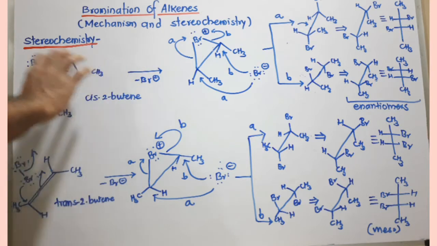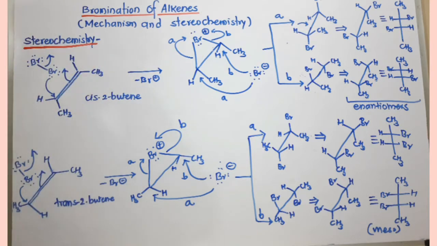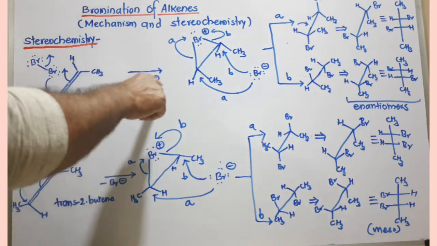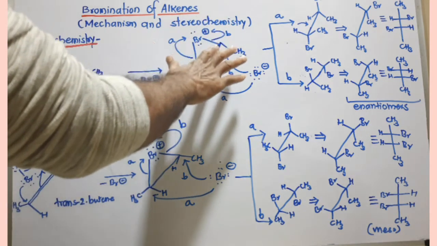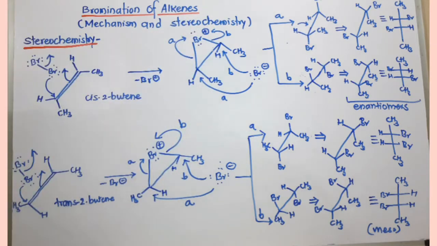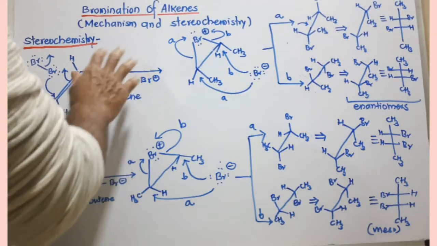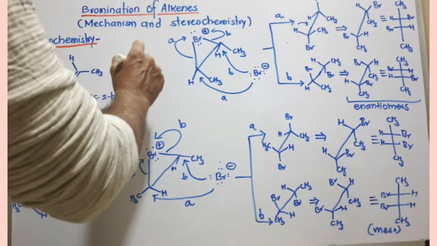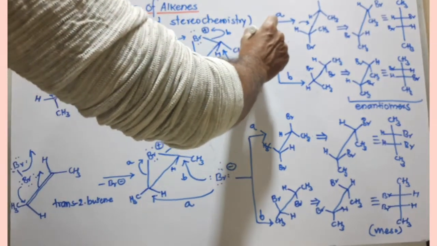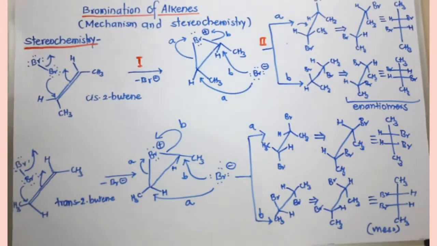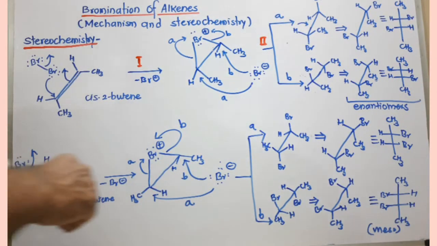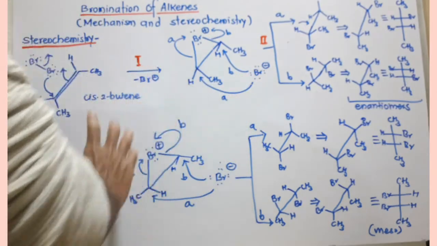Now I'm doing the same thing. I'm going to add Br just like that mechanism. So this bond is formed, this bond is moving, this bond is broken. So we get this nucleophile and we get this bridged bromonium ion. Now this Br nucleophile is added in the second step. In fact, this is step number 1 and this is step number 2. So now Br is adding here in this second step.